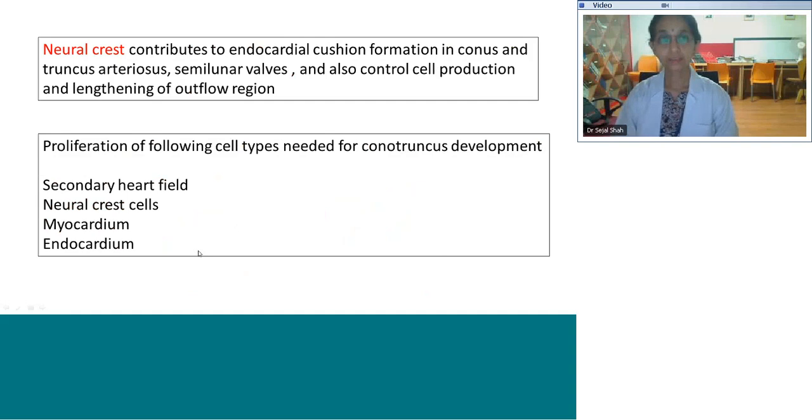One thing we have to understand is that the neural crest contributes to a significant extent to the formation of the endocardial cushions. We will see what the endocardial cushions are in the conus and truncus. It also contributes to the development of the semilunar valves, and it controls the cell production and lengthening of the outflow region. So at the end, we understand that the development of the conotruncal is contributed to by the endocardium and myocardium initially, and then by the neural crest and the secondary heart field.